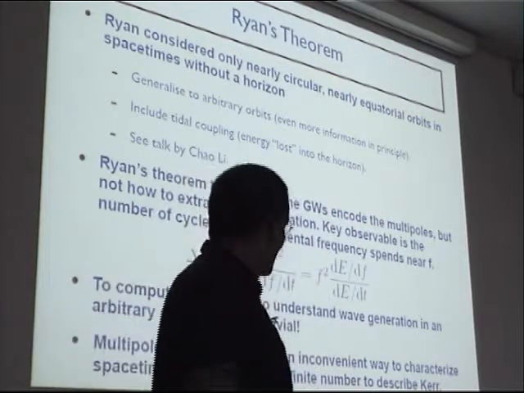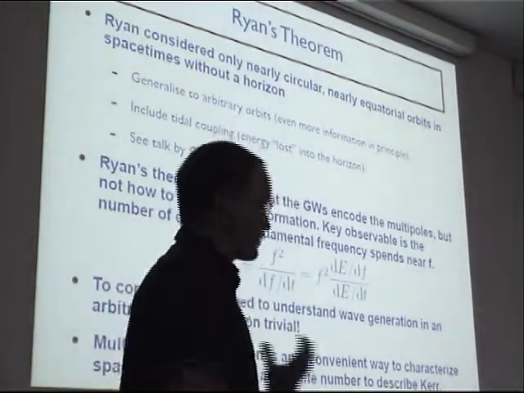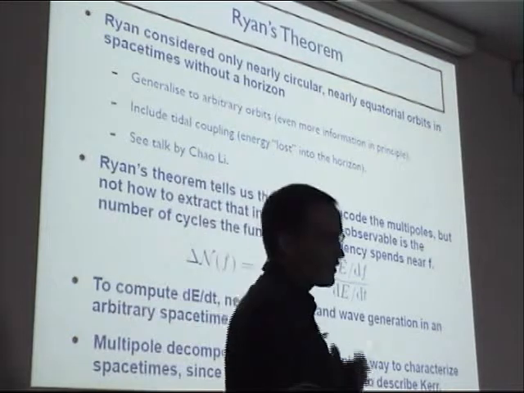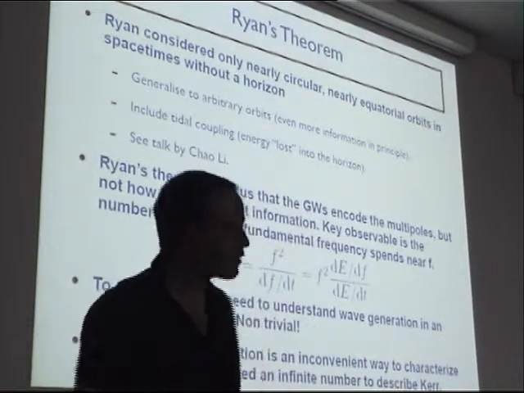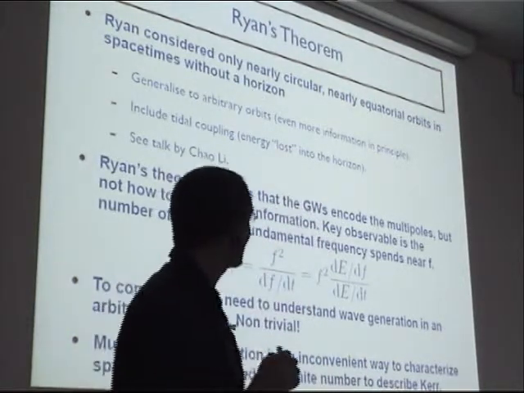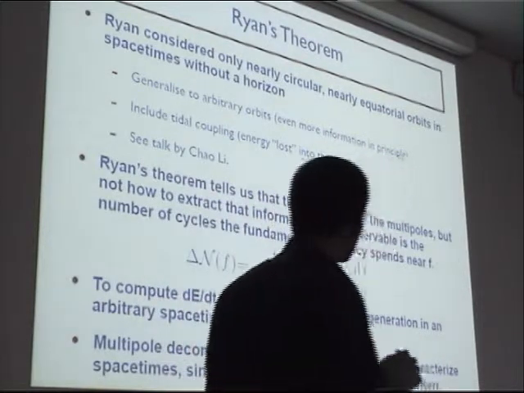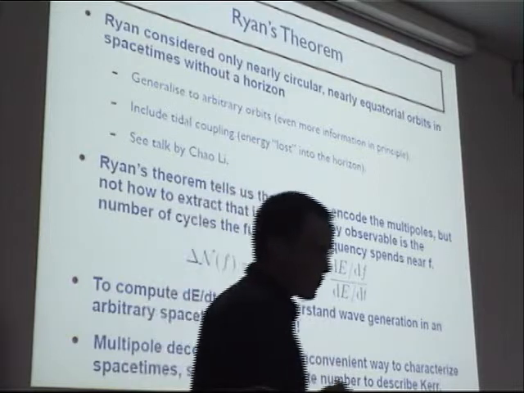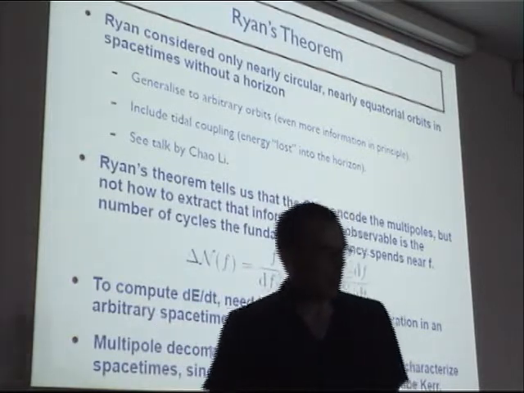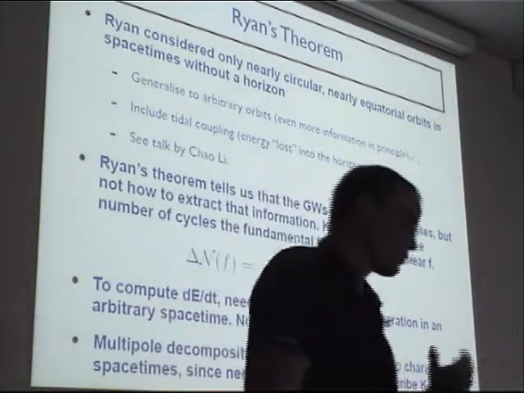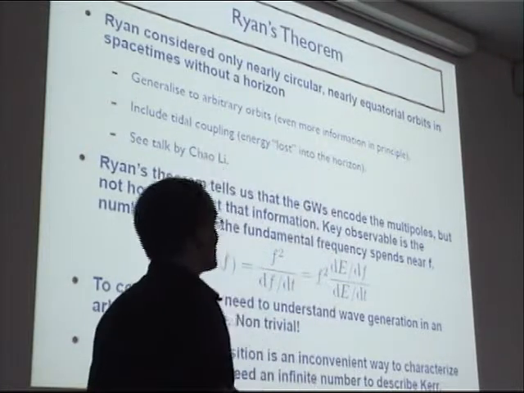Now, Ryan's theorem, although very powerful in principle, was somewhat limited in its scope. He only considered orbits that were nearly circular and nearly equatorial. And he only considered spacetimes in which there was no horizon. In principle, we can generalize this theorem to arbitrary orbits, and this gives us even more information.